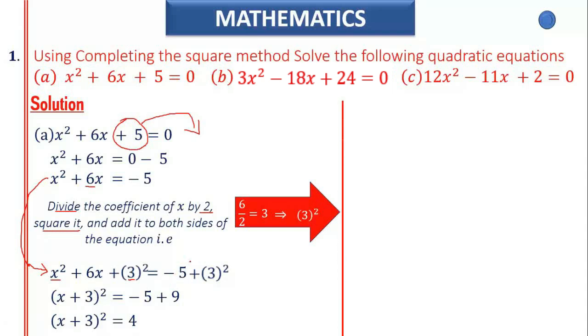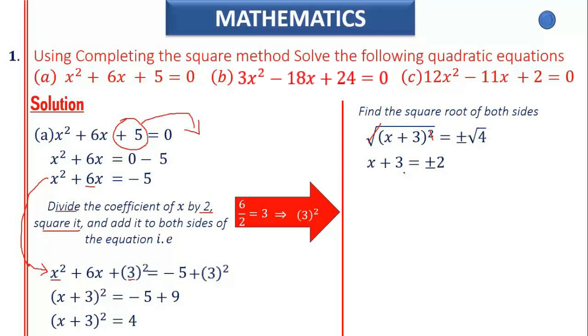Solving this further, you find the square root of both sides, with your plus or minus. The square cancels the square root, and that implies you have x plus 3 equals the square root of 4, which is 2, so plus or minus 2. At this point you can bring the 3 to the other side, and the positive will change to negative. So x equals plus or minus 2 minus 3.